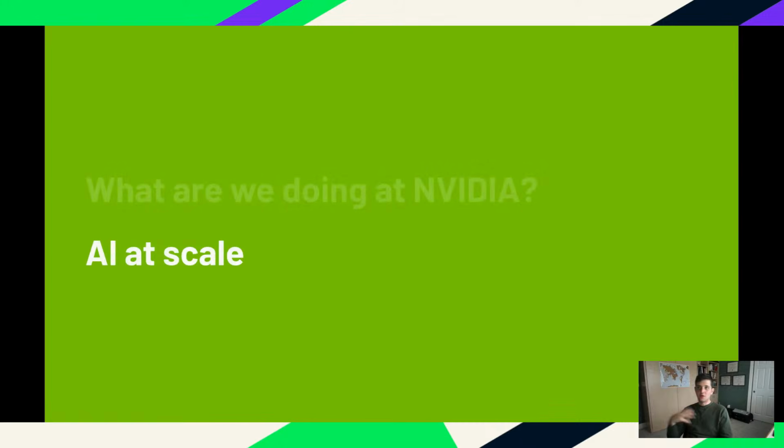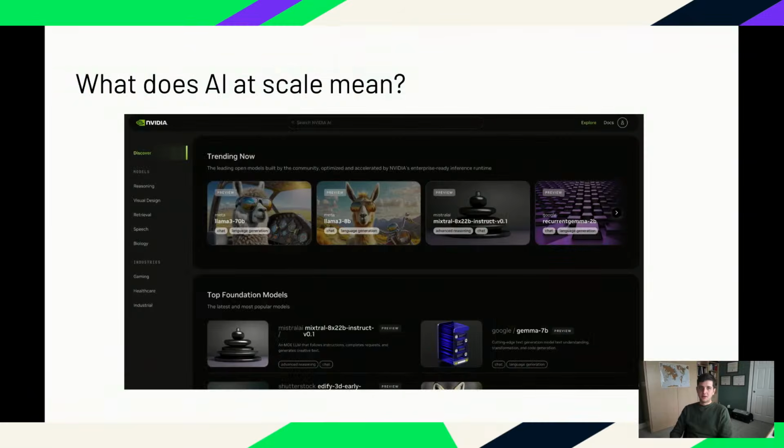So what do we mean when we say AI at scale? Why do we need to keep building these larger and larger computers to even get inference done? Well, as Mark mentioned, we have ai.nvidia.com. And what AI at scale means to me generally is that we have a lot of models that we want to host and a lot of different types of compute that we can use to host them. So in our case, we're hosting models like Llama 3 or Mistral 8x22B Instruct or Gemma, which is a model from Google.